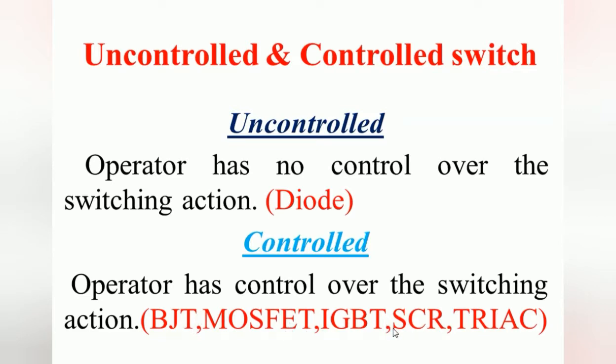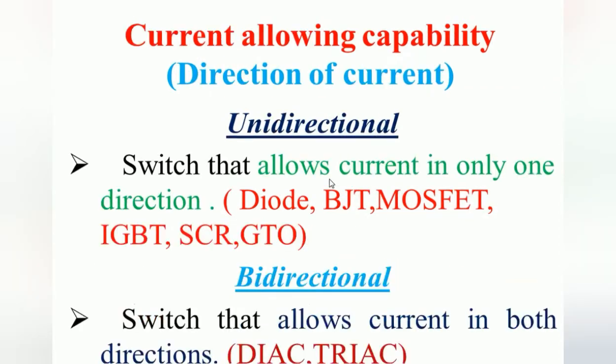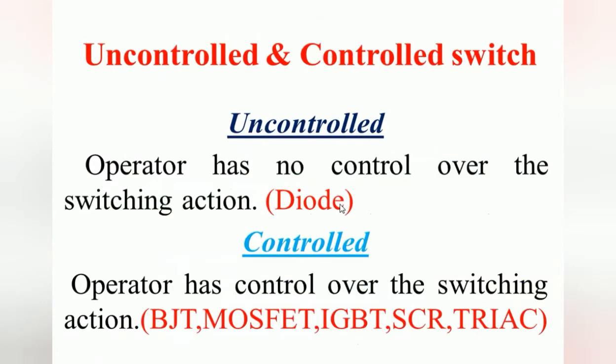So there are three terminologies. First is unipolar or bipolar. Polar means polarity of voltage. The voltage blocking capability of the device is represented by unipolar or bipolar, and the current allowing capability of the device is represented by unidirectional or bidirectional. And depending upon the control action, it is an uncontrolled switch or a controlled switch.